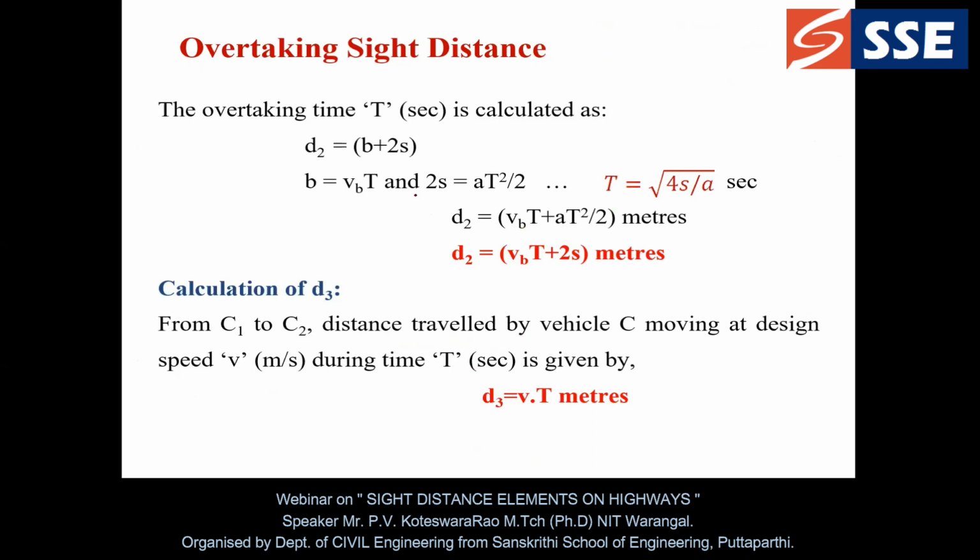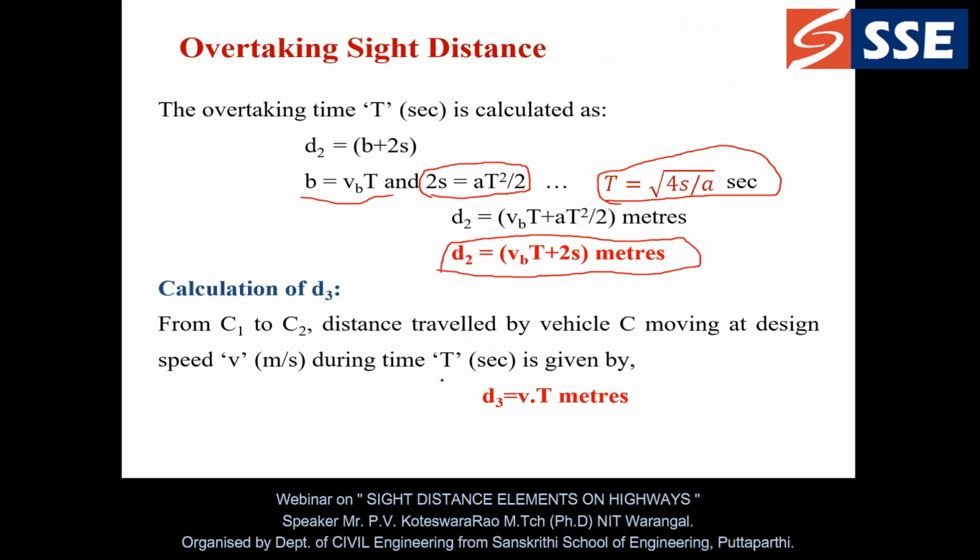This is the B value, and we have 2S equal to half of AT square. So from this, T can be given as square root of 4S by A. So from this, the D2 value will be this one.